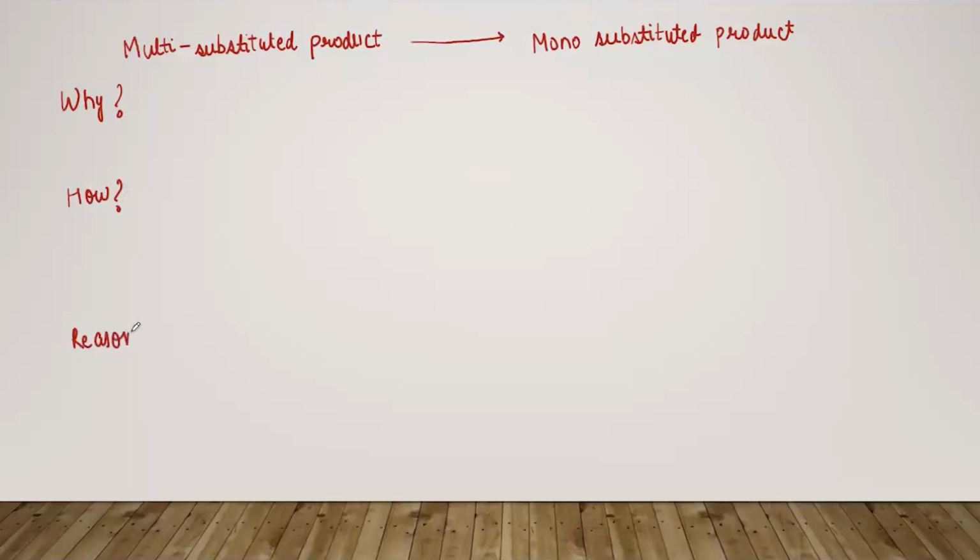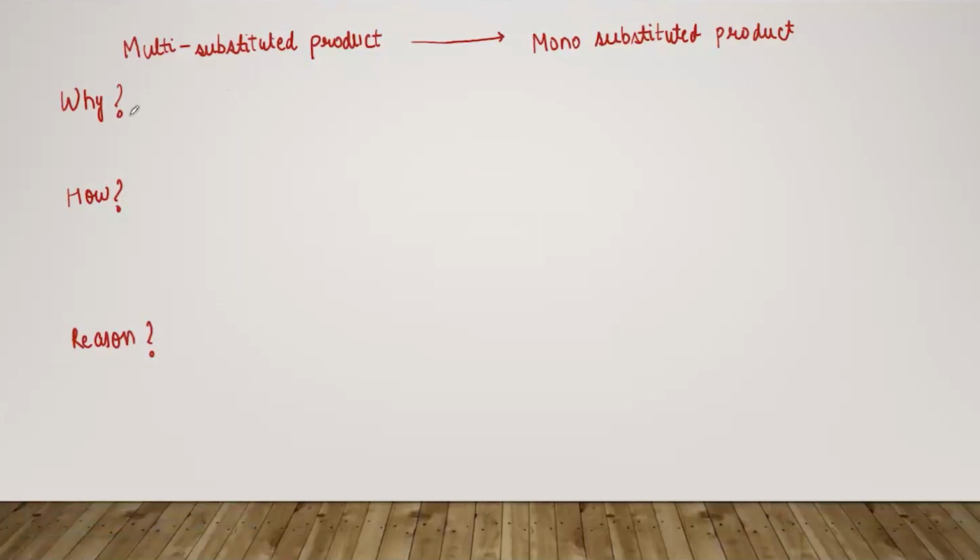And if we want to get to the mono substituted derivative, ठीक है। तो इसमें हम क्या डिस्कस करेंगे, we'll simply, to understand this concept better, we will first talk about why this is happening, ठीक है। And if we want the mono substituted product, then how it can be achieved and what's the reason behind this procedure. ठीक है, सो इस तरीके से पढ़ेंगे.